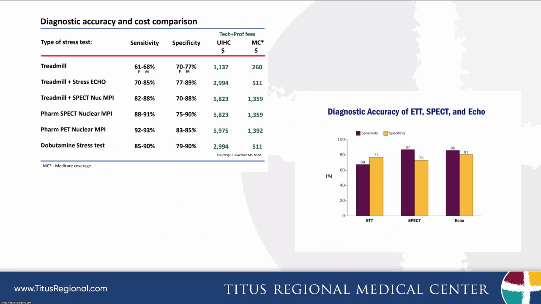Now you can see that as we go up from the cascade of exercise testing to exercise with echo and then exercise with nuclear imaging, we improve our sensitivity and we improve our specificity, but we also improve our costs. So again, we have to be good stewards of our resources, and we have to realize that that extra cost has to be of extra benefit to the patient, and that's why we have to carefully select the type of stress test that we're going to do on a given patient.